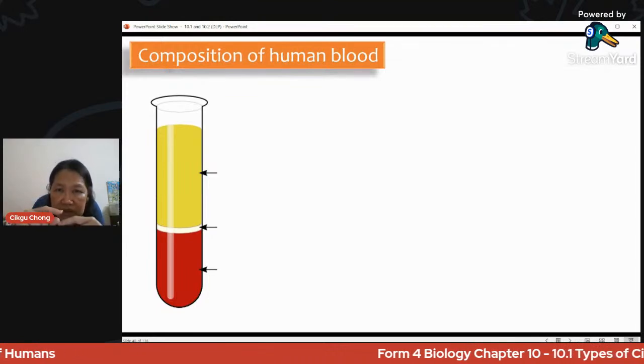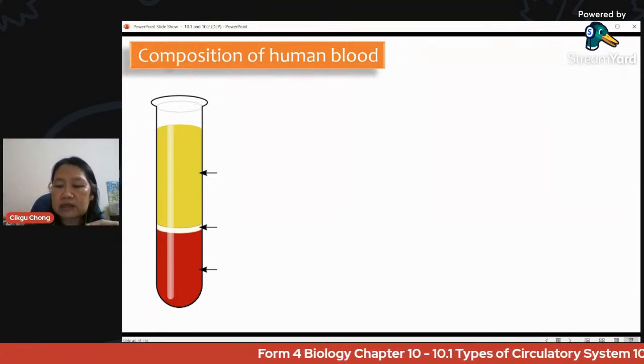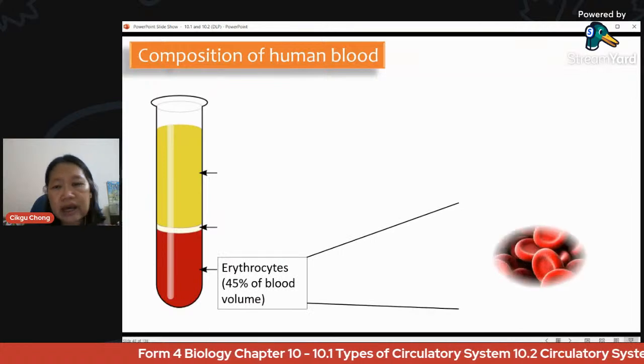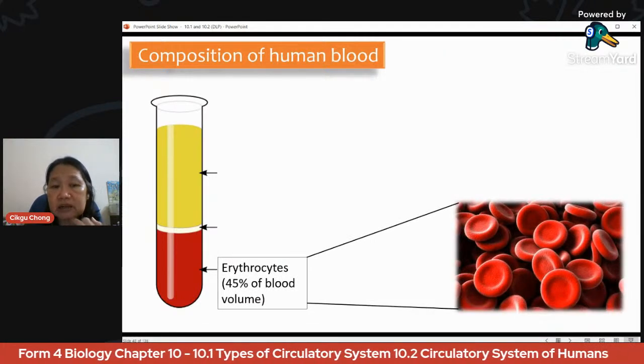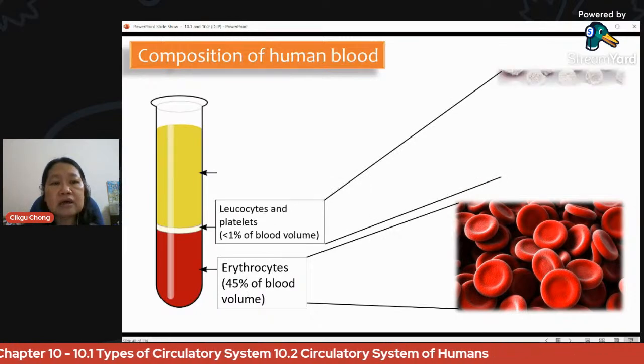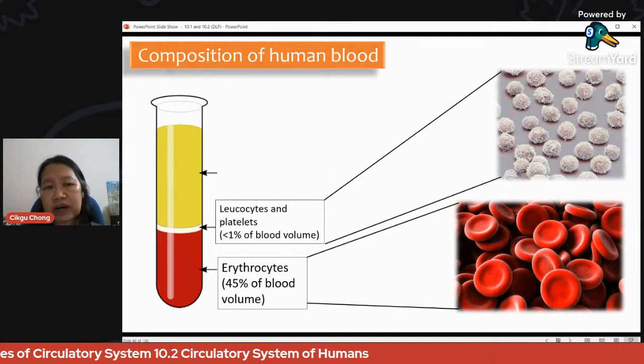Once you spin it, you will separate the two components, and these are the things you will see. You will find the erythrocytes make up about 45% of the blood volume. And then floating up there, you have the red blood cells.